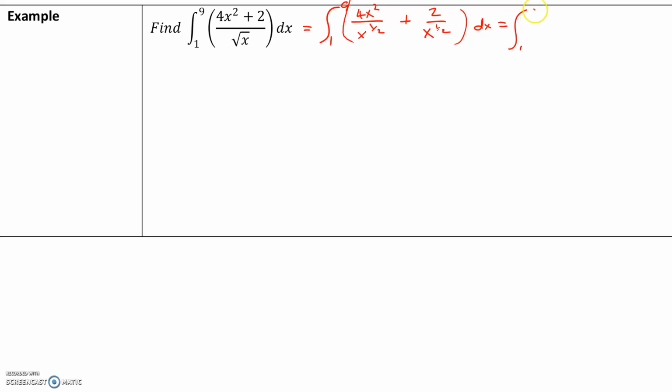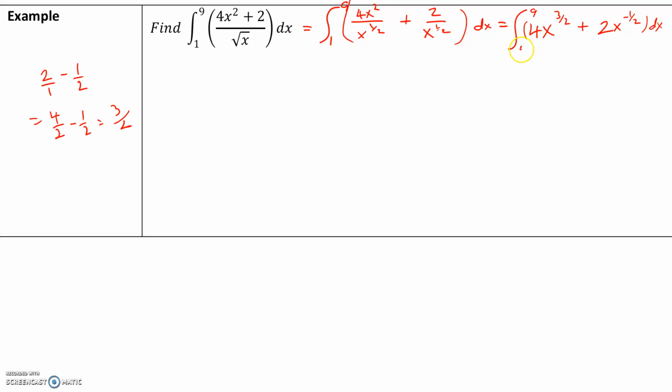So we have the integral from 1 to 9 of 4x to the 2 over x to the 1/2, where we subtract the exponents. So 2 minus a half, 2 is like saying 4 over 2, minus 1 over 2, which is 3 over 2. So this gives us 4x to the 3/2. And we don't want to have anything in the denominator, so we write that in the numerator using a negative exponent. So that'll be 2x to the negative 1/2 dx.